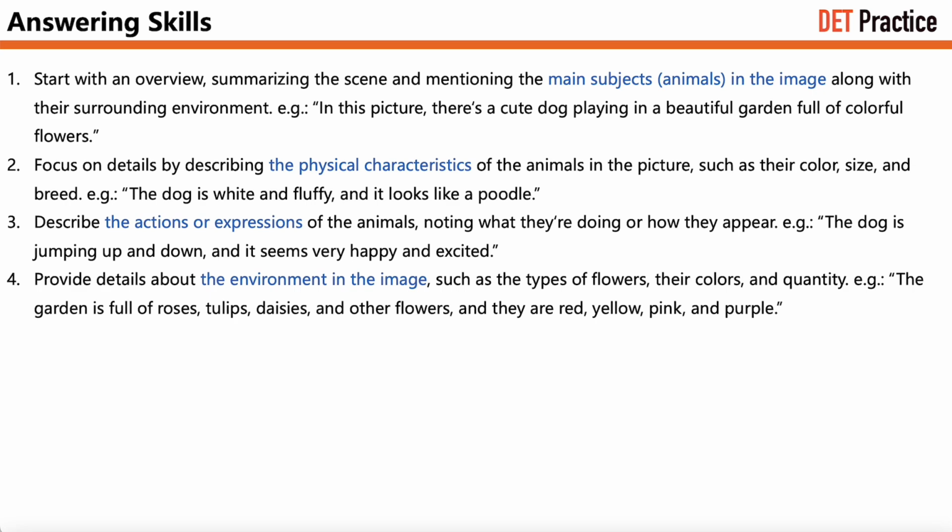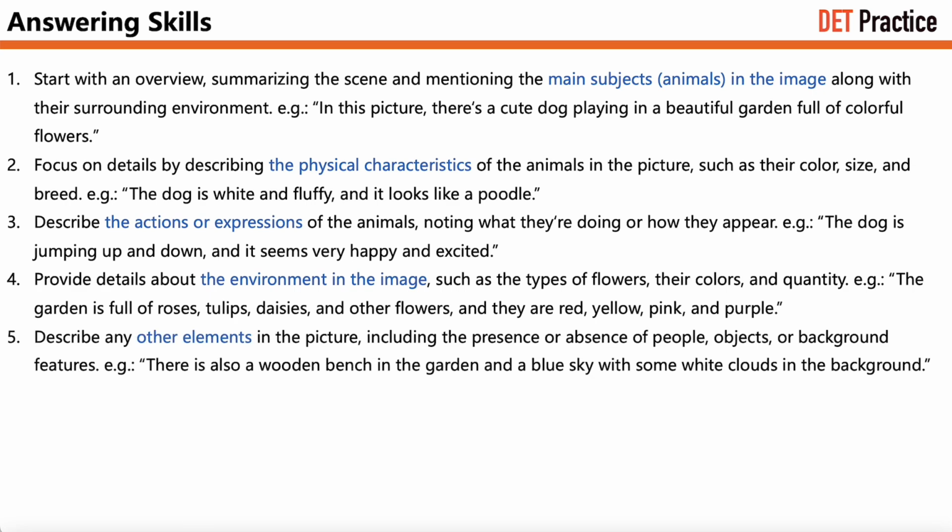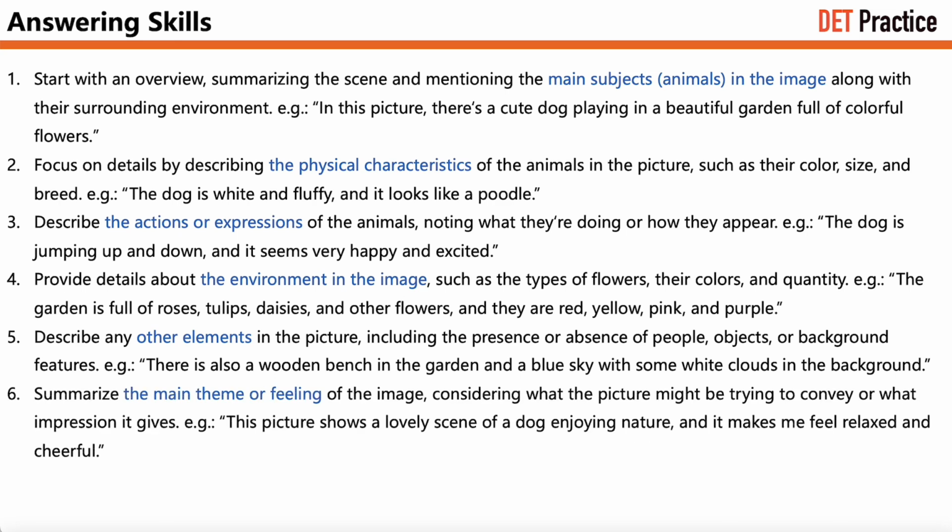In the fifth step, we can describe any other elements in the picture, including the presence or absence of people, objects, or background features. For example, there is also a wooden bench in the garden and a blue sky with some white clouds in the background. In the sixth step, we can summarize the main theme or feeling of the image, considering what the picture might be trying to convey or what impression it gives.